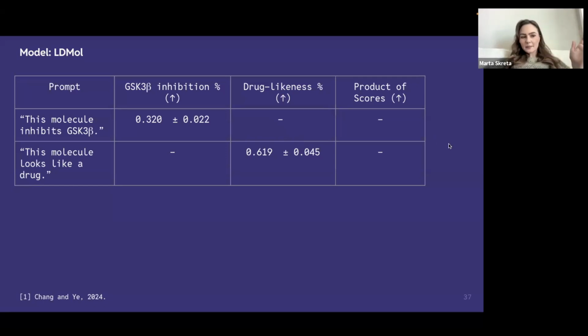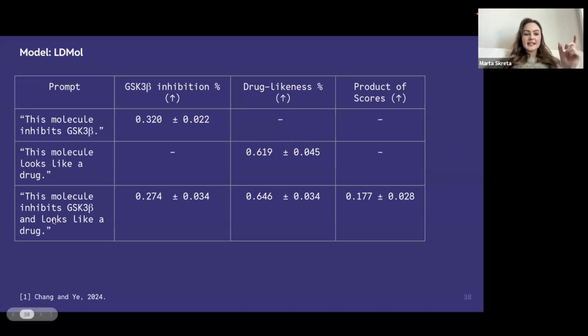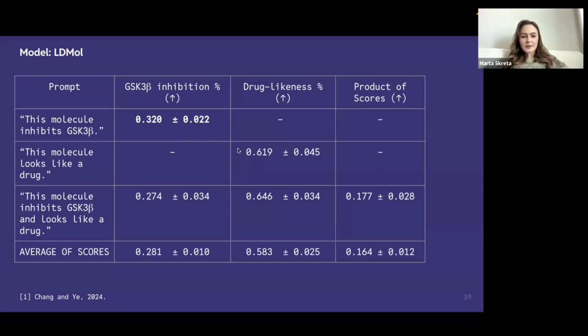So we're just writing a prompt here, and we're saying this molecule inhibits JSK3B and looks like a drug. So we see that when we look at the prediction of JSK3B inhibition, it goes down a little bit. Drug likeness still does pretty well. And then here I'm just taking a product of the two scores so that we can compare. But our goal is to generate molecules that can sort of reach the upper bound of the individual properties themselves.